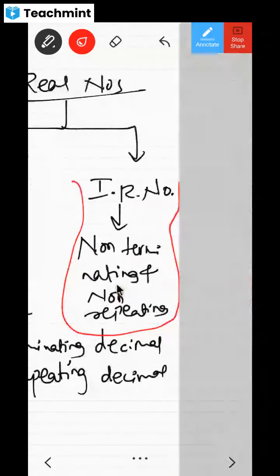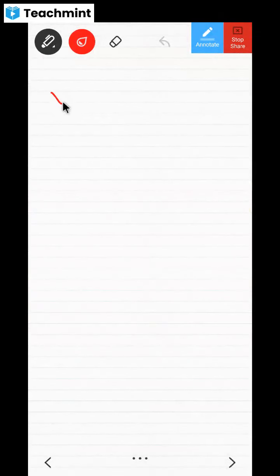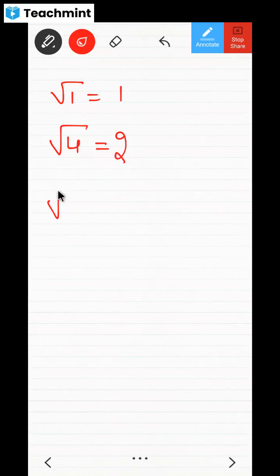Okay, fine. Now look at this. If I say root 1 means, don't you think it is 1? Root 4, do you know what is the value of root 4? Root 4 is 2, right? Square root of 9 is 3, right?